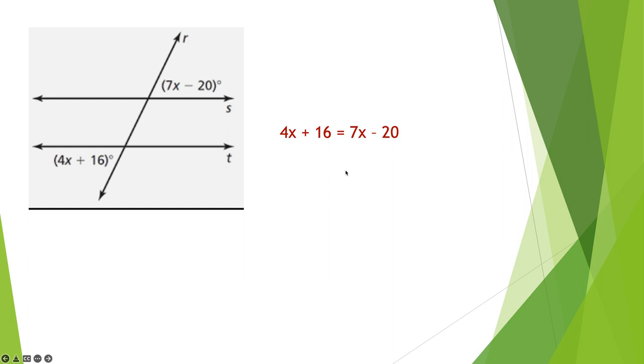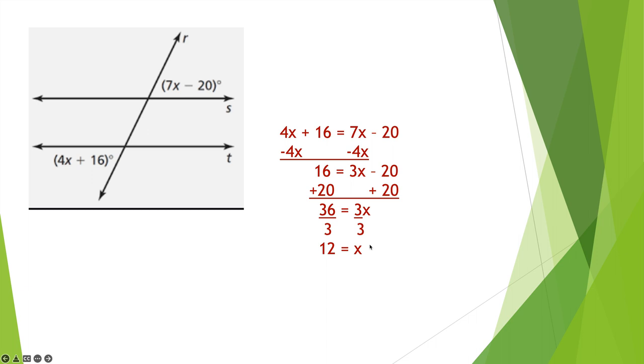Okay, so since we're going to end up with the same solution, we realize that 4x plus 16 equals 7x minus 20. Opposite side, opposite operation, subtracting the 4x, I get 16 is 3x minus 20. Adding the 20, that gives me 3x is 36, or 36 is 3x, a little more accurately said. Dividing by 3, 12 is equal to x.